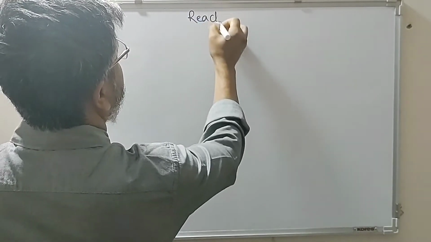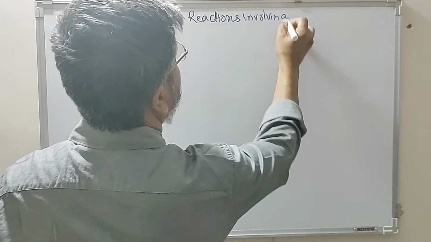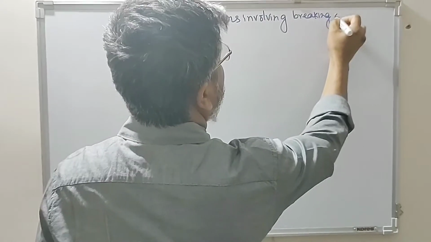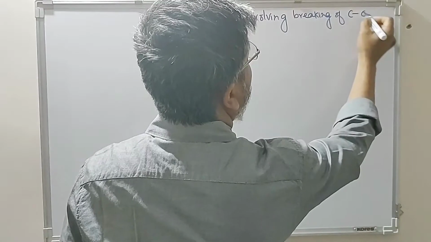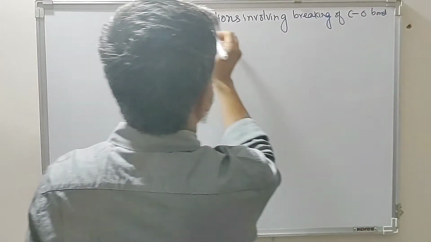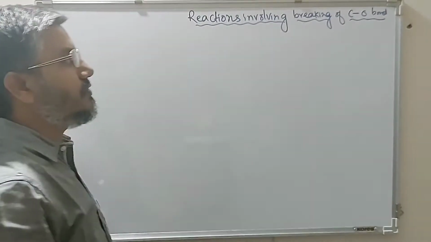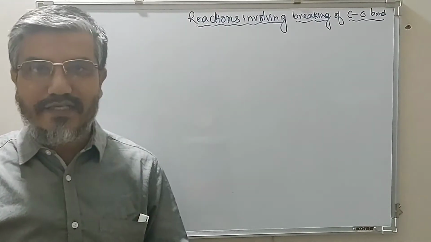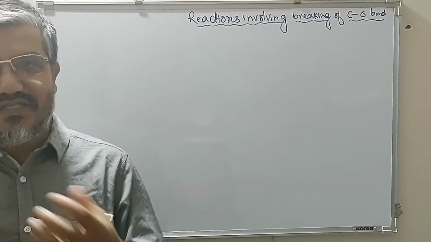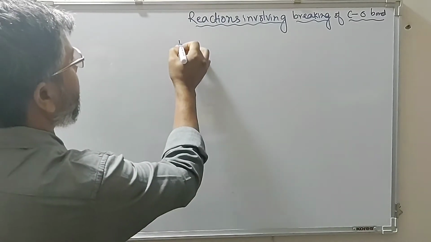So we have reactions involving breaking of the carbon-oxygen bond. We have certain reactions in which the breaking of the carbon-oxygen bond of alcohols takes place. This breaking of the carbon-oxygen bond basically defines the basic nature of this alcohol. So we'll take up the reactions one by one.